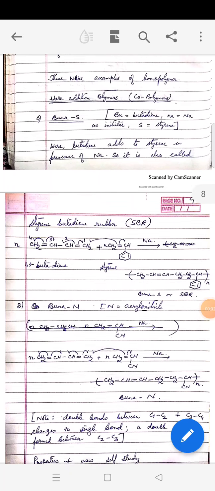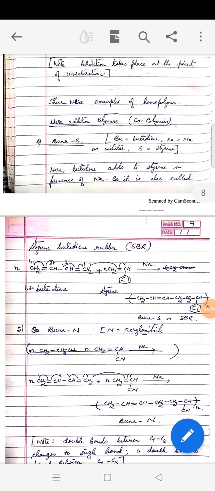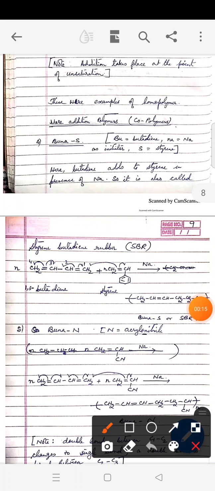Dear students, let us talk about some more polymers. So far, whatever we have discussed were all homopolymers because they were made up of only one type of monomeric unit. Now we'll take up some more examples of addition polymers where the monomeric units are more than one. So we call them copolymers.